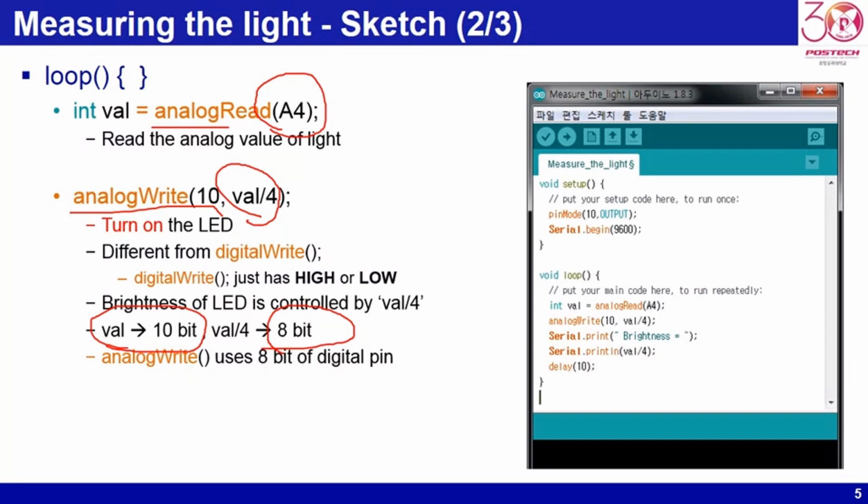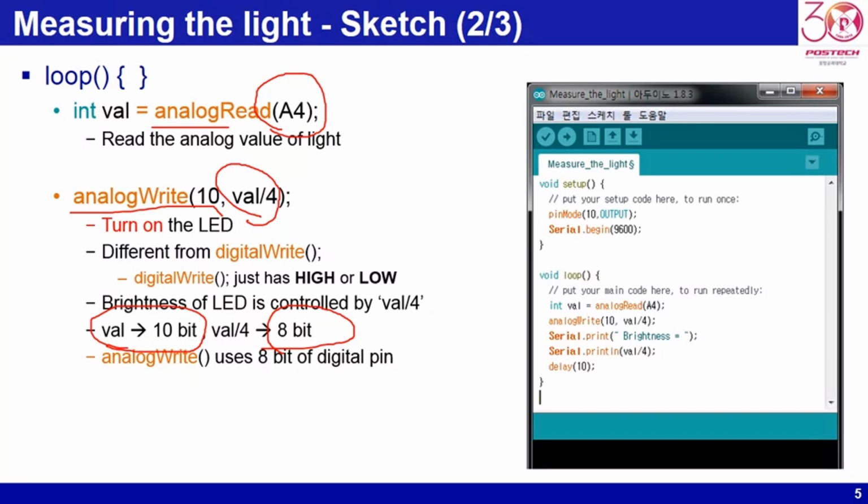analogWrite can be used to set the brightness of the LED according to the brightness of the light in the environment. Here the value is divided by 4 because the analog pin reads the value using 10 bits, but the digital pin expresses the value by 8 bits. The number that can be represented by 10 bits is 1024, which is 2 to the power of 10, but the number that can be represented by 8 bits is 256, which is 2 to the power of 8, a factor of 4 difference. So the data value read from the analog pin is divided by 4 and used as a digital value.